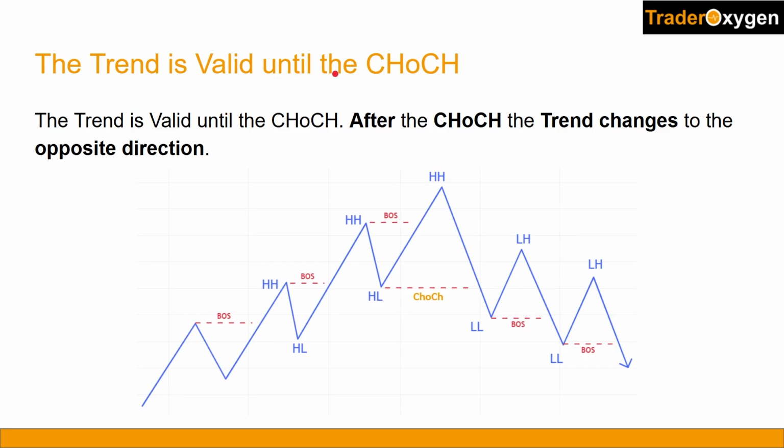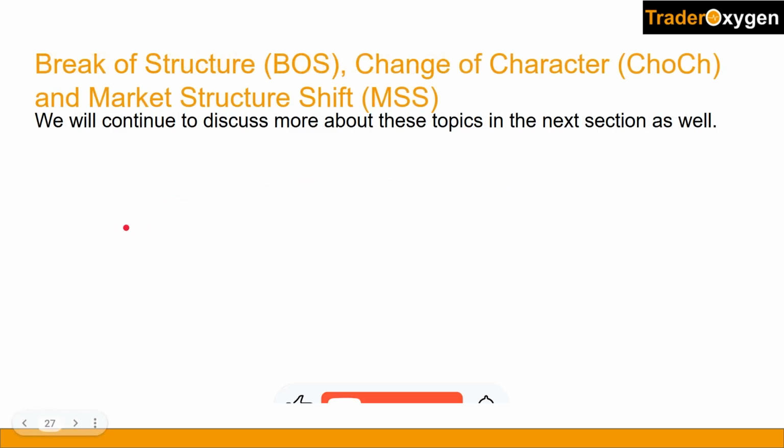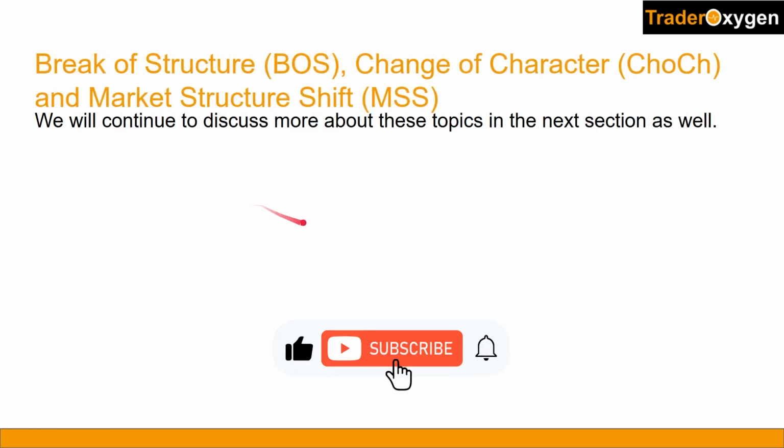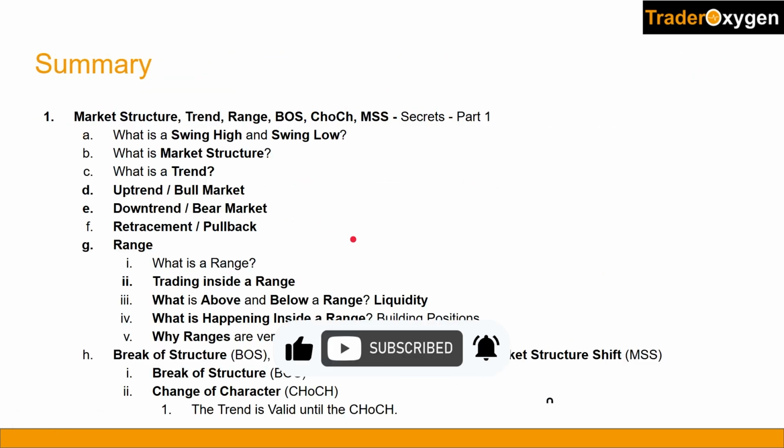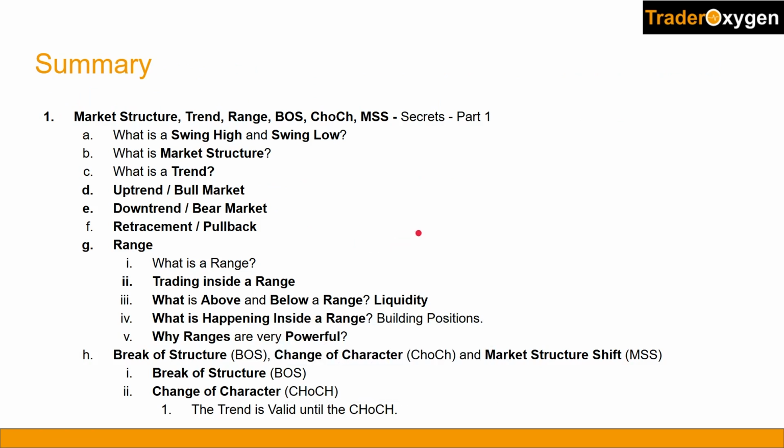The trend is valid until the change of character. So as discussed earlier, for example, the uptrend is valid up to the change of character, and after the change of character, the trend will change in the opposite direction. So the uptrend has now been changed into a downtrend. So we will discuss these topics further in the next section as well. So this is a summary of what we discussed during this session.